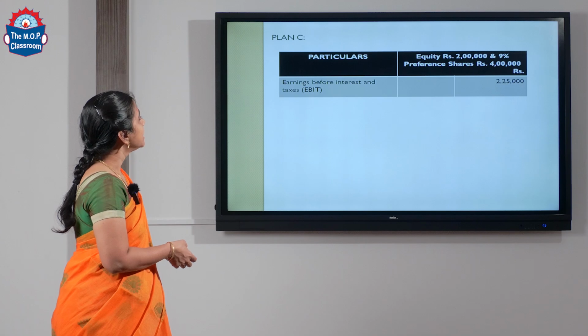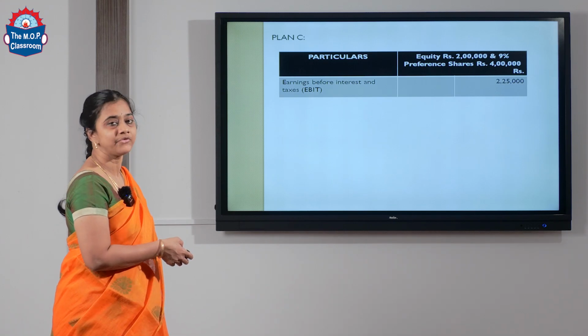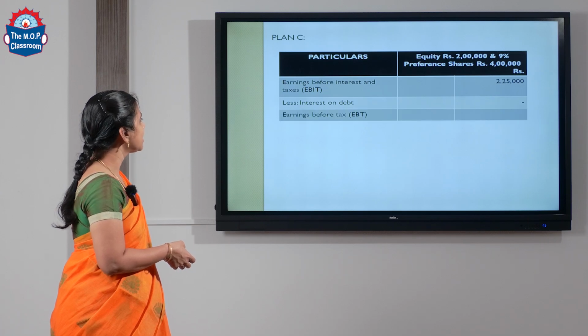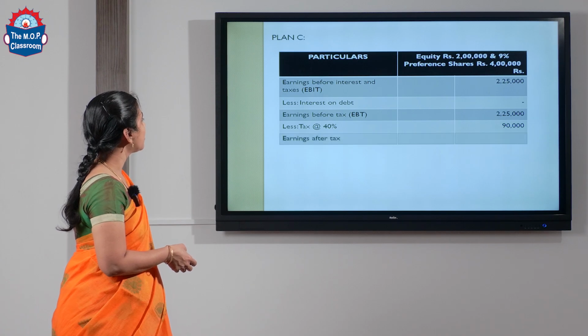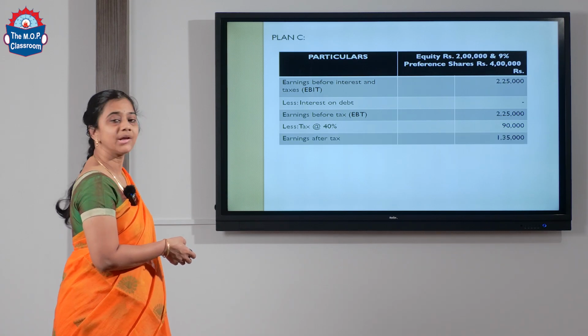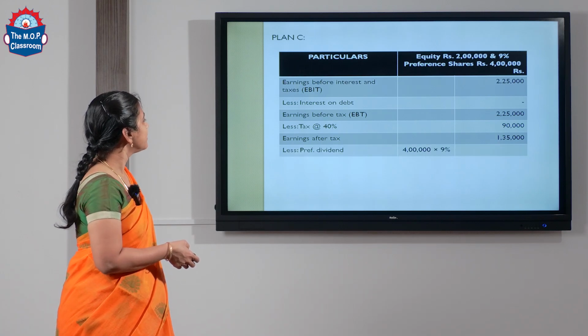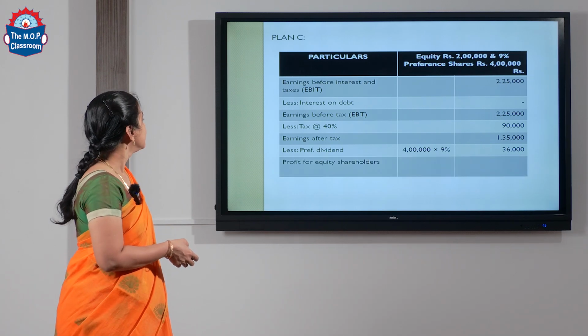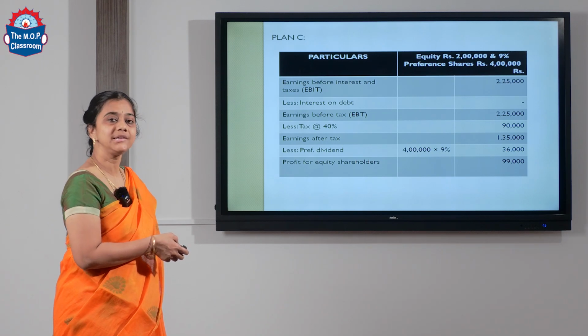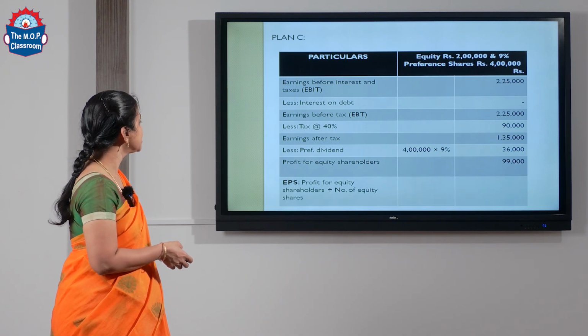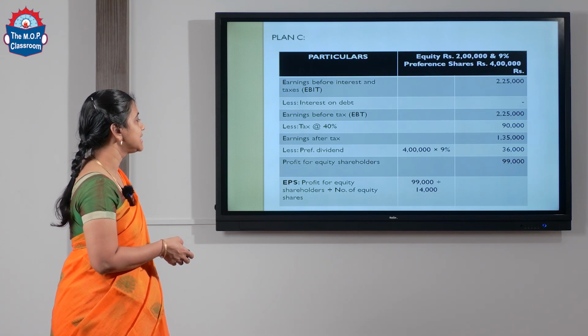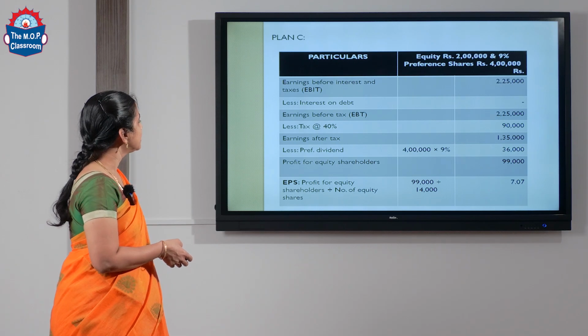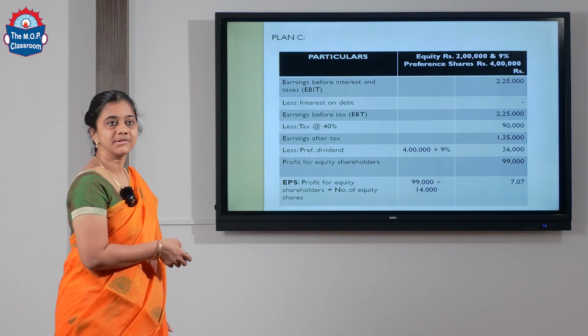Moving on to the third plan, it's partly in the form of equity and partly in the form of preference shares. So EBIT is 2,25,000. There is no interest on debenture since there is no debenture option at all. Earnings before tax is 2,25,000. After deducting tax at 40%, we get earnings after tax to be 1,35,000. In this option, we will be paying preference dividend at 9% on 4 lakhs, which amounts to 36,000. So our profits available for equity shareholders is 99,000. Coming to the EPS computation, number of equity shares is 14,000, existing 12,000 plus 2,000. So this makes our EPS 7.07.